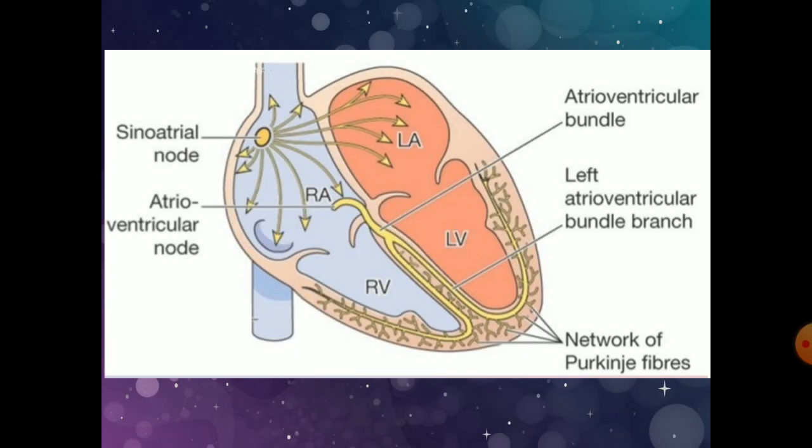I'm showing you this diagram again. The conducting system, I'm repeating it again. The conducting system starts, and the impulses start from the SA node, from SA node to the AV node, and from AV node into the atrioventricular bundle, also known as the bundle of His. And from atrioventricular bundle, the impulses go to the right and left bundle branches, and from right and left bundle branches into the network of Purkinje fibers, and from Purkinje fibers to the apex of the heart. So this is the main conducting system of the heart.